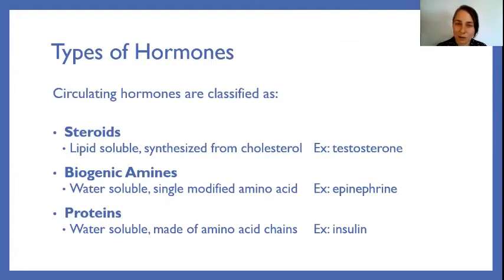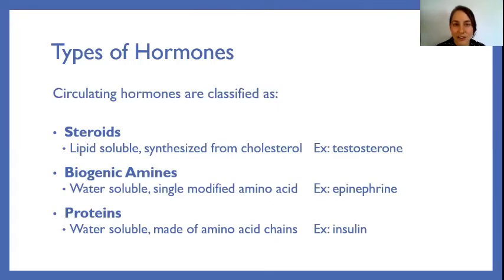Now, not all hormones are the same type. Some of them, we want them to last for very short periods of time. Others, we want them to stay in the body, stay in the blood being circulated. So we're going to have different types being produced. First off, we have steroid hormones. These guys are lipid soluble, and they're synthesized from cholesterol. An example of that is testosterone.